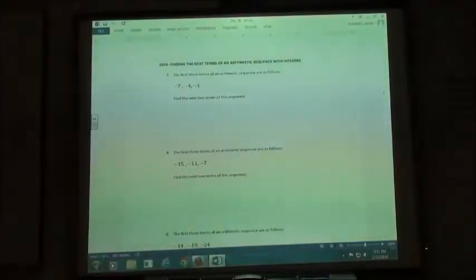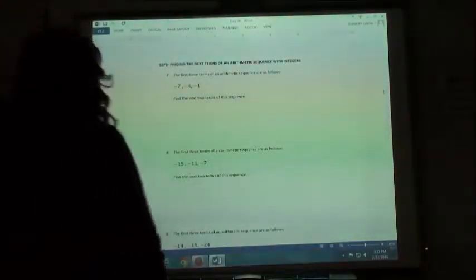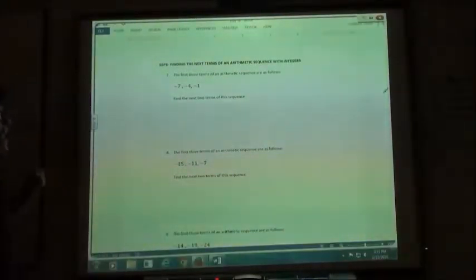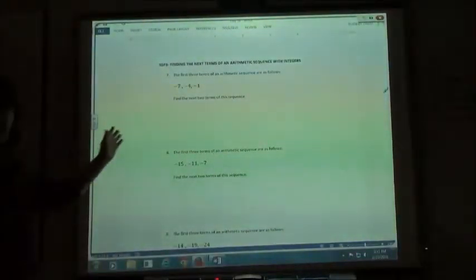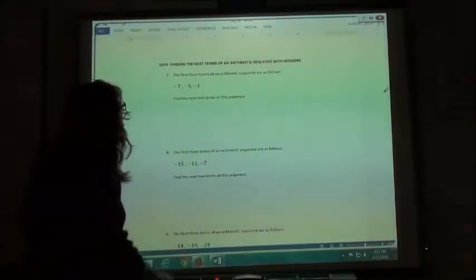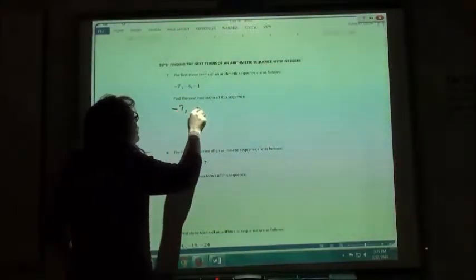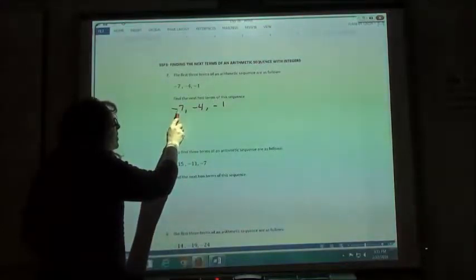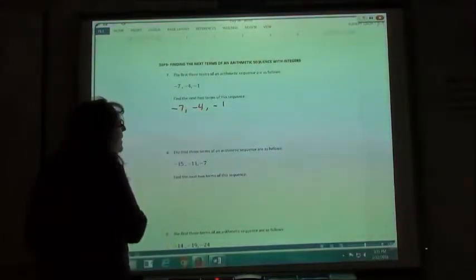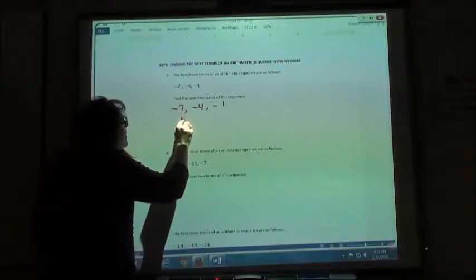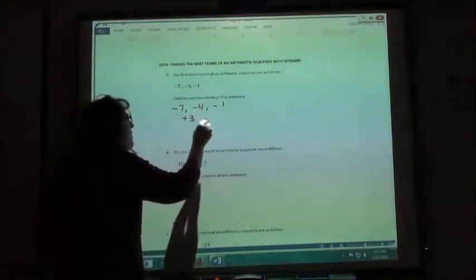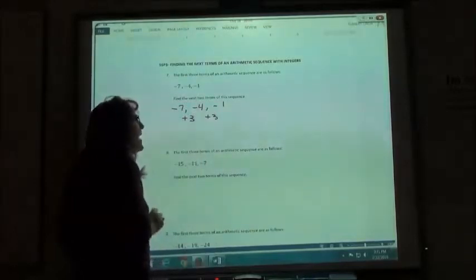All right, 7, 8, and 9, we are finding the next terms in my arithmetic sequence. If I have an arithmetic sequence, it means I had to add or subtract the same number to each of my terms to get the next term. So if I have negative 7, negative 4, and negative 1, I'm thinking about negative 7 plus or minus something to give me negative 4. Well, negative 7 plus 3 would give me negative 4. Negative 4 plus 3 gives me negative 1.